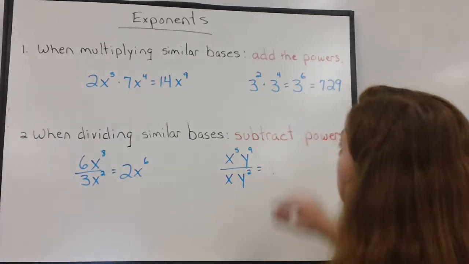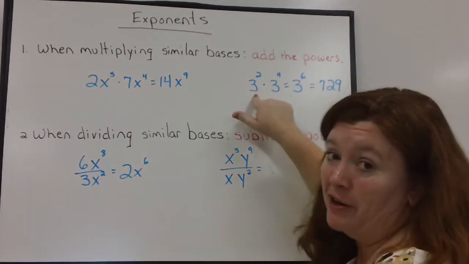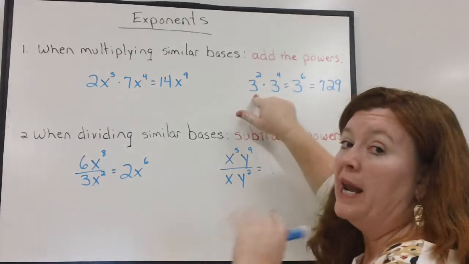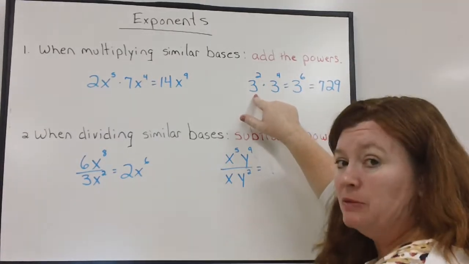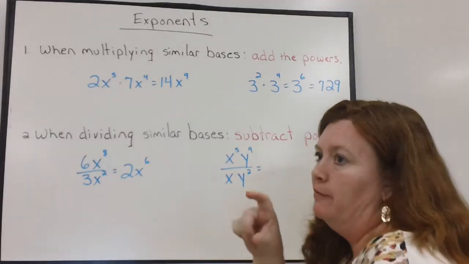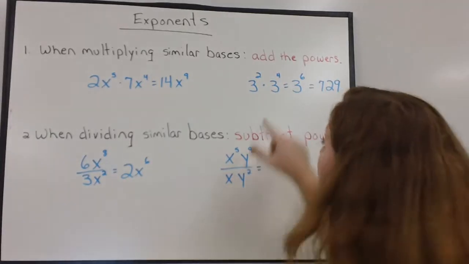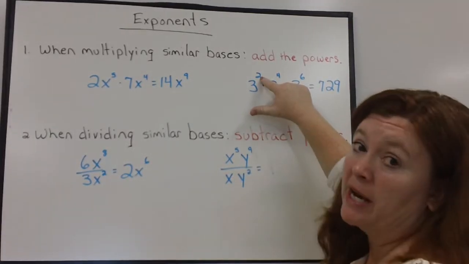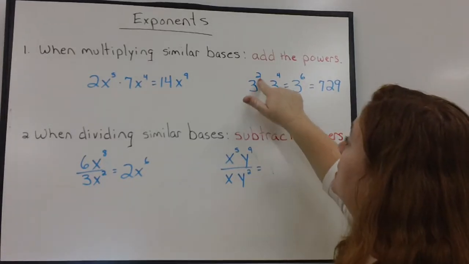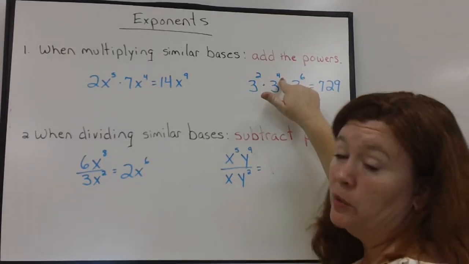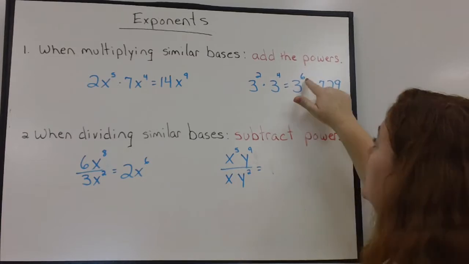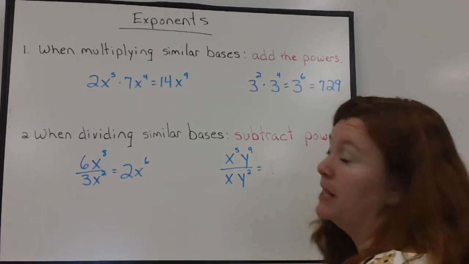Let's try another one. Doesn't matter if it's a variable or a number. When I multiply, I rewrite the base. Remember, the base is the main variable or number or value, and the power is your exponent. 3 to the 2nd times a 3 to the 4th. We just rewrite it, and we get a 3 to the 6th power. So we add them together and get 6.